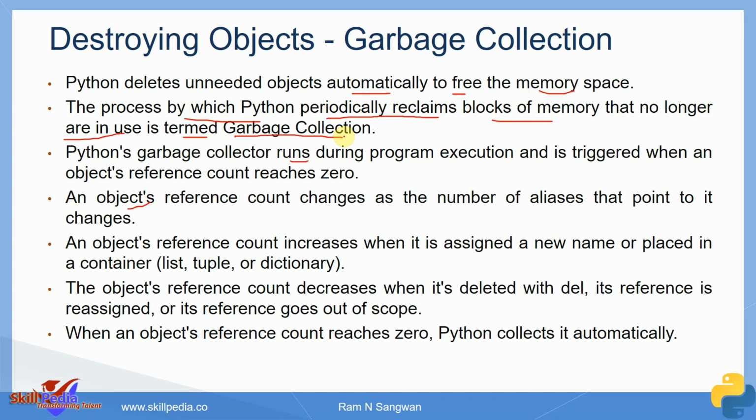Python's garbage collector runs during program execution and is triggered when an object's reference count reaches 0. An object's reference count changes as the number of aliases that point to it changes. It increases when it is assigned a new name or placed in a container. The count decreases when it is deleted with the del command, its reference is reassigned, or its reference goes out of scope. When an object's reference count reaches 0, Python collects it automatically. It's like a stack of plates being managed.